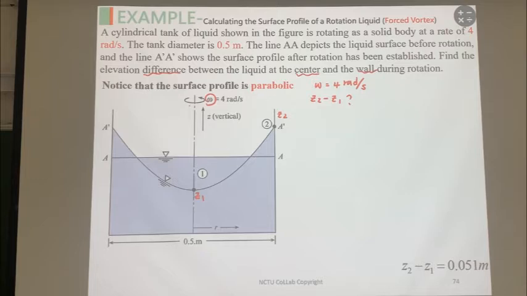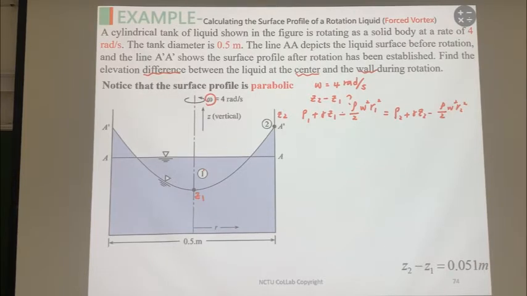So this is a rotating flow, so we follow the Bernoulli equation of the rotating flow. This is 1 and this is 2. So we have P1 plus gamma Z1, not the plus, here is the minus, rho over 2 omega squared R1 squared, is equal to P2 plus gamma Z2 minus rho over 2 omega squared R2 squared.